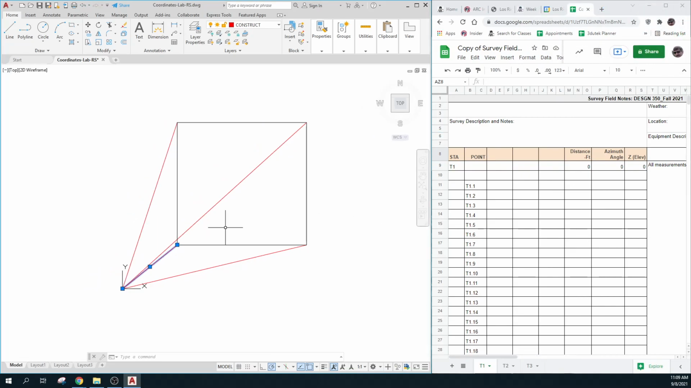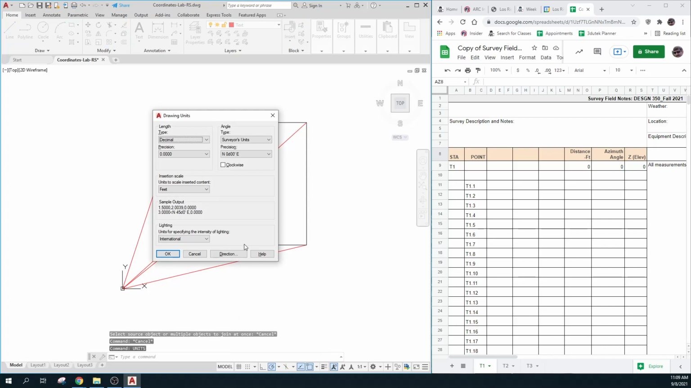There we go. So you can see I've got a property, and now I want to record the distance and the azimuth angle. So the first thing I have to do is look at my units to make sure that AutoCAD is talking to me properly. So I'll type units. And I'm in decimal feet, that's good, but I see AutoCAD is talking to me in surveyor's units. North 0 degrees, and I want my azimuth angle in decimal because that's what's on our machines, right? That's what's on our machines.